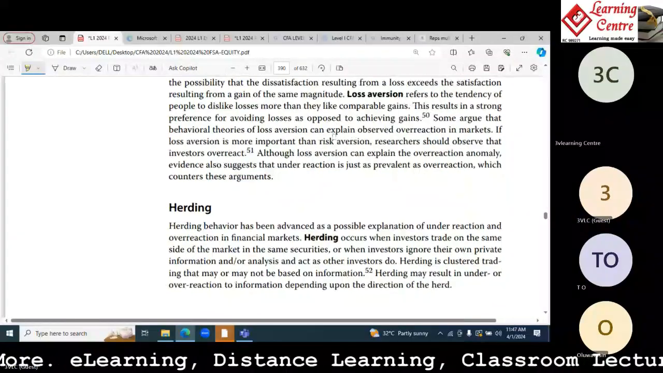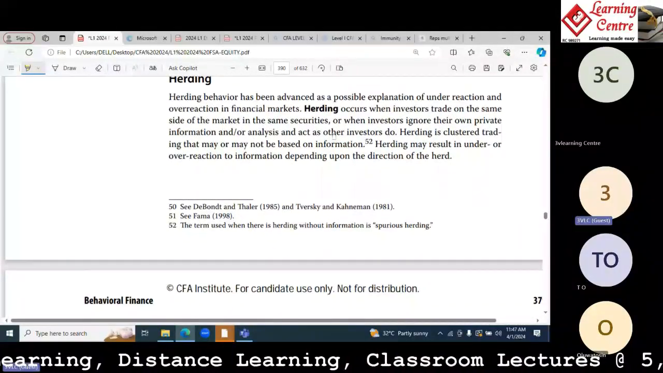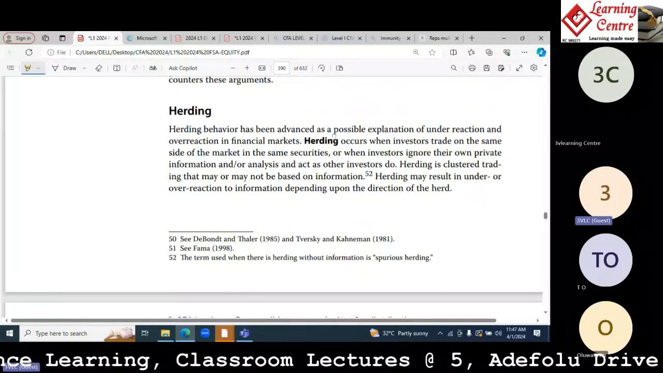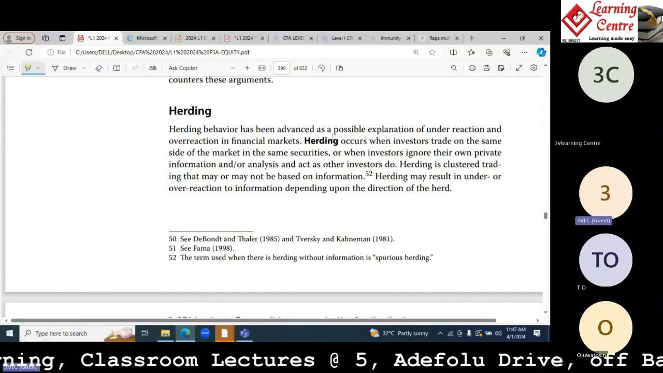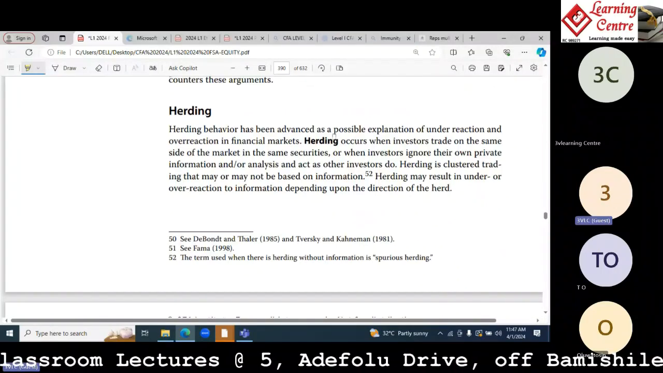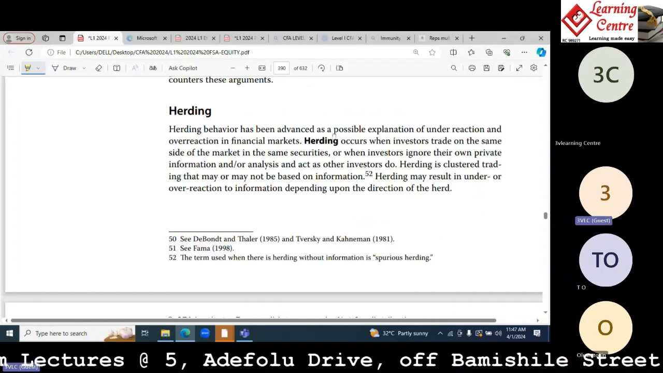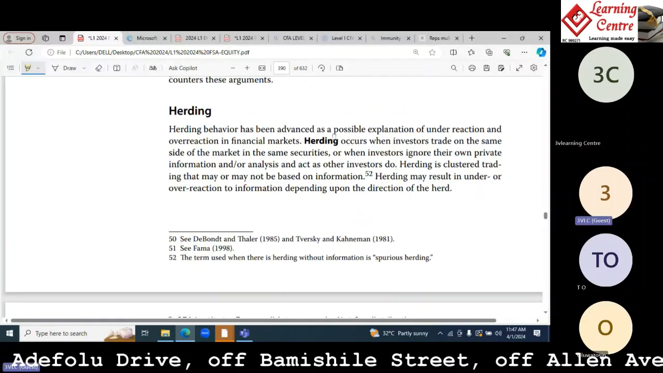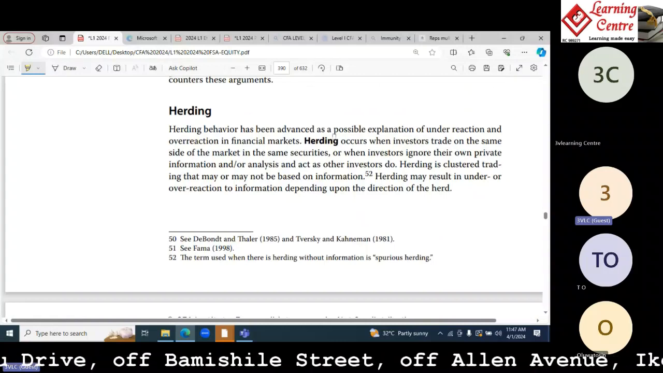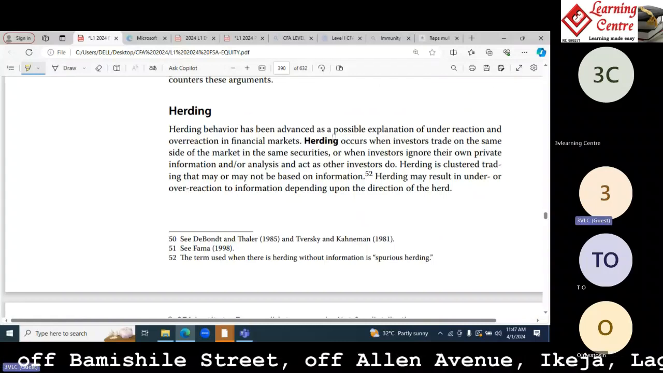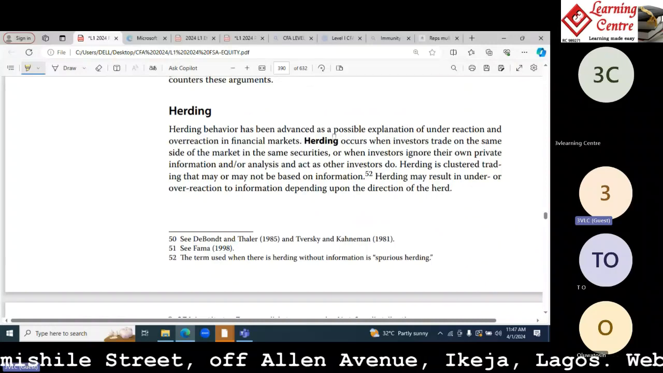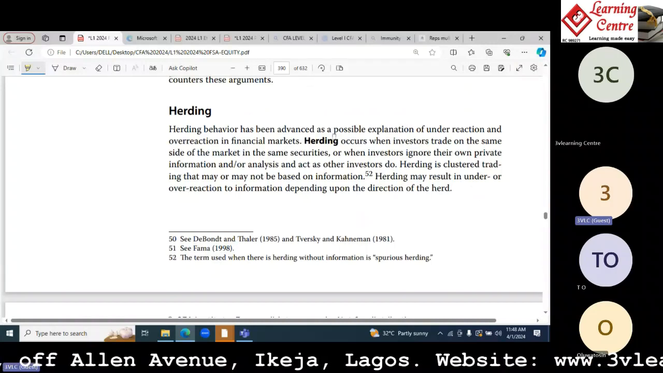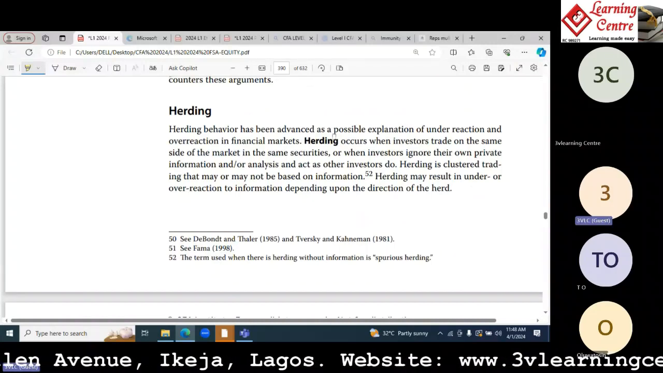But then there's something called herding. You guys must have heard it. Herding mentality. For me, MMM was driven by a behavioral bias called herding. The herding behavior, follow mentality. The herding behavior has been advanced as a possible explanation for underreaction and overreaction in the financial market. Herding occurs when investors trade on the same side of the market in the same securities, or when investors ignore their own private information or analysis and act as other investors do.